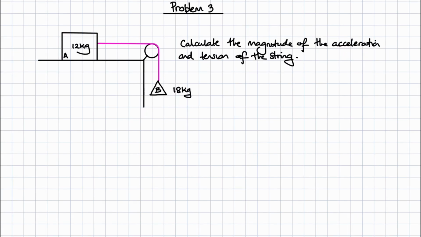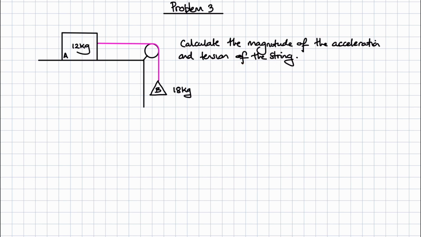So let's get started. Problem number 3, we've got an object which is resting on a horizontal surface of mass 12 kilograms, and we've got another object which is hanging freely which has a mass of 18 kilograms. These two objects are connected together by a light inextensible string which is passing over a smooth fixed pulley. The objective of this question is to calculate the magnitude of the acceleration and also the tension in the string.